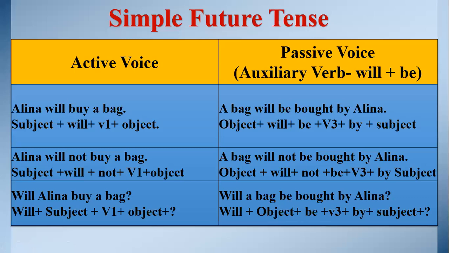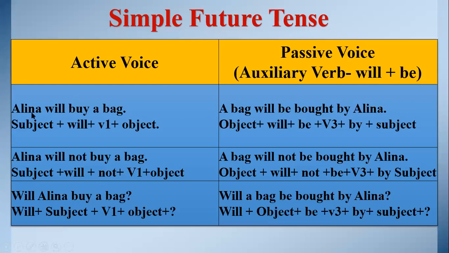Now, simple future tense. When we are discussing the simple future tense, first of all, in changing the active voice to the passive voice, the auxiliary verbs that we will be using are will and be. So will and be will be the auxiliary verbs that we will be using when we are changing the active voice to the passive voice in a simple future tense. That is also called the future indefinite tense, the simple future tense.